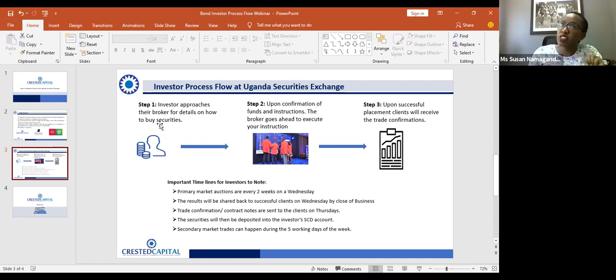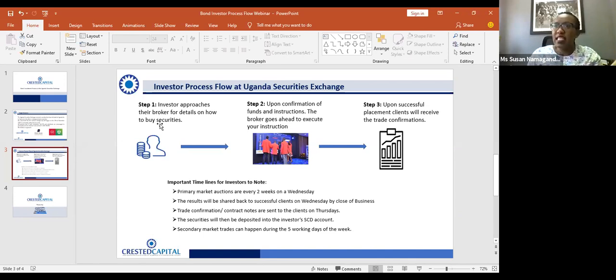And so a trade confirmation will be given to you for treasury bills and bonds. When it's an auction, usually the auctions are every Wednesday. On Wednesday close of business, your broker should be able to share back the results. And then on Thursday, they should share the trade confirmations, that is the contract notes. The market mandates that for every transaction done on behalf of clients, you have to release a trade confirmation. So the contract notes will be sent to the individual client emails, and the securities, once confirmed and sent out, will equally be loaded into your CSD account.